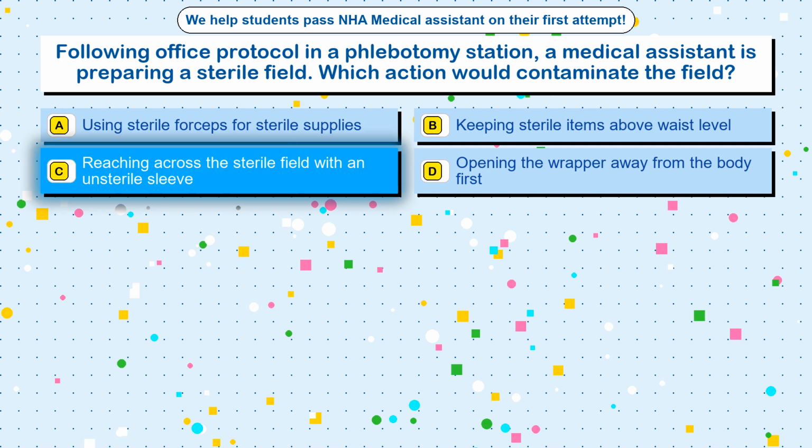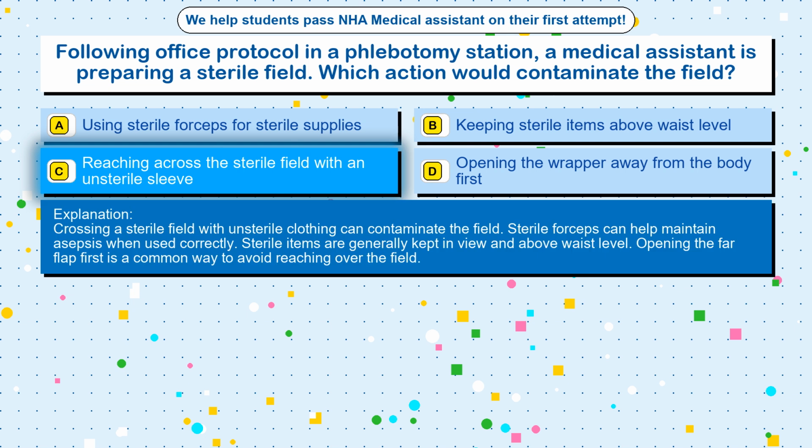The correct answer is option C. Reaching across the sterile field with an unsterile sleeve. Crossing a sterile field with unsterile clothing can contaminate the field. Sterile forceps can help maintain asepsis when used correctly. Sterile items are generally kept in view and above waist level. Opening the far flap first is a common way to avoid reaching over the field.